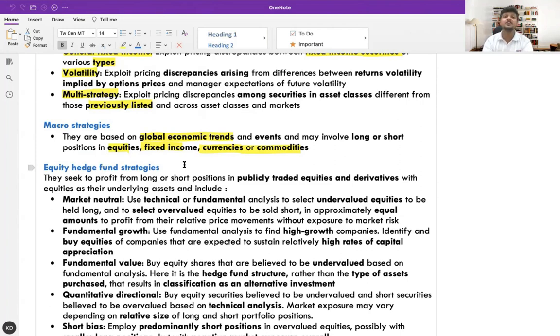Right? They bet on the inflation, the interest rate data and so on. And they can bet on any security. That's what they do. Is that clear? Yes.